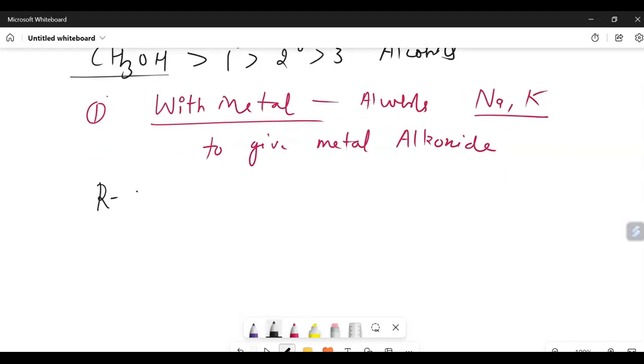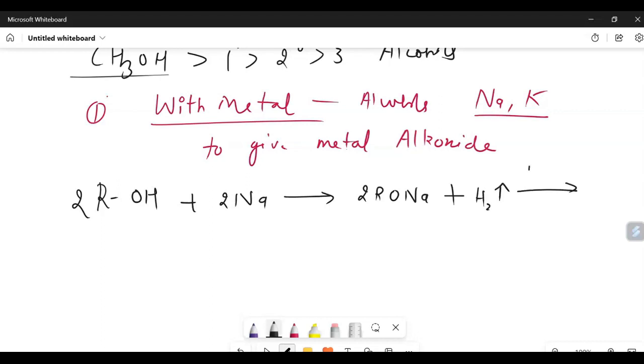Let's discuss the reactions. This is alcohol reacting with sodium metal, giving 2RONa. 2RONa plus H2 gas is released. RONa further reacts with R-X alkyl halides to give ether, ROR plus NaX.